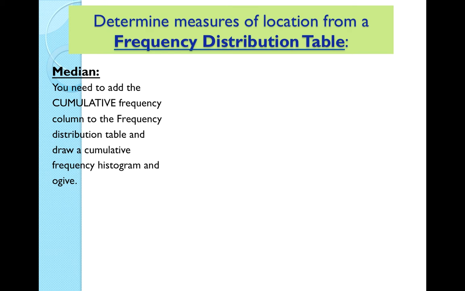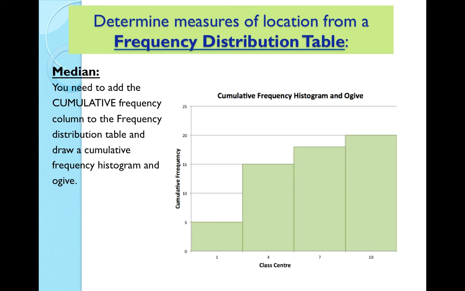You need to add the cumulative frequency column to the frequency distribution table and draw a cumulative frequency histogram and ogive if you want to determine the median. This cumulative frequency histogram lacks the half a gap in the beginning. We join the top right-hand corner of the columns to give us the ogive.